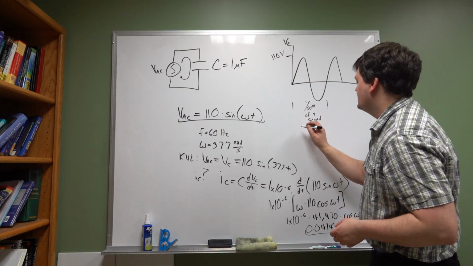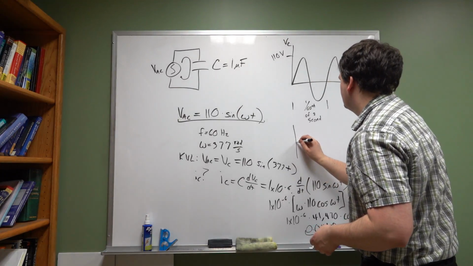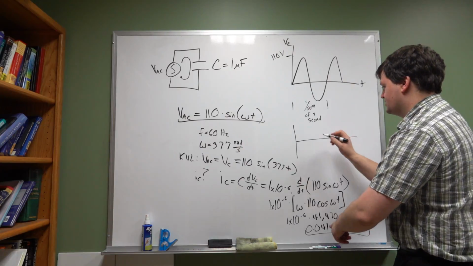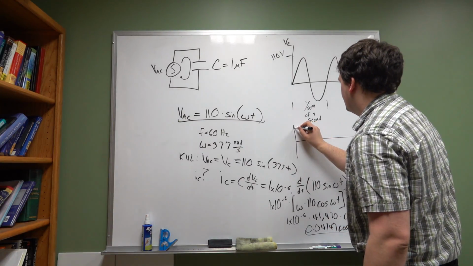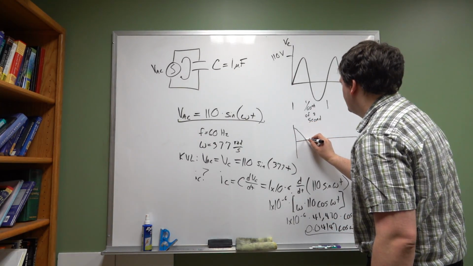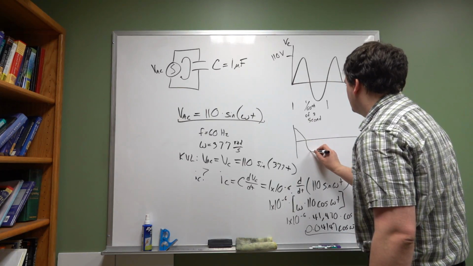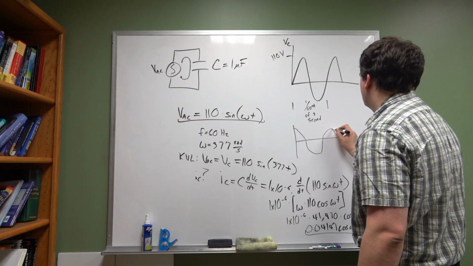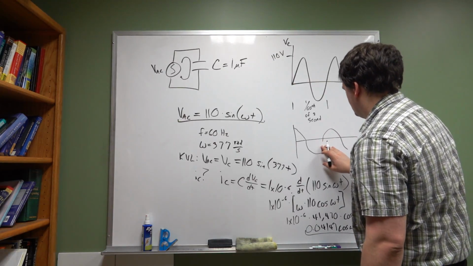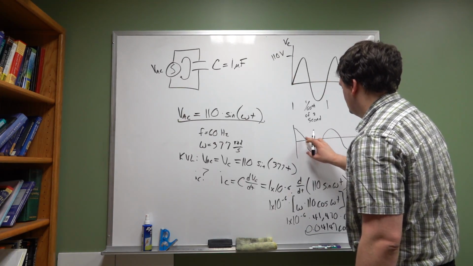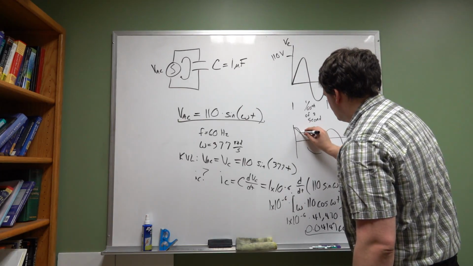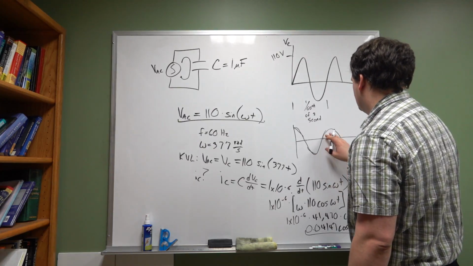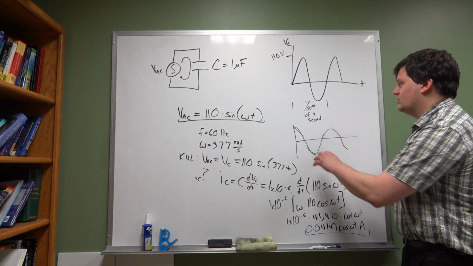That's our voltage. If we were to plot our current, it looks like this. It's a cosine function. Guess I'm not the world's greatest artist. Thank goodness this is not an art class. Okay, it looks like this.